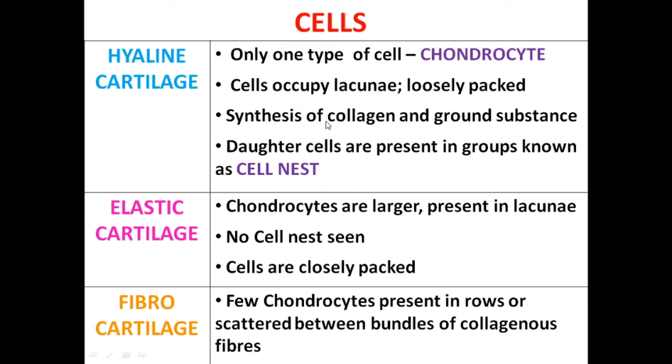In the hyaline cartilage, the cells are scattered, but they are more numerous as compared to fibrocartilage, and the cells are surrounded by a space called the lacunae, and after division the daughter cells remain confined to that space. They are called a cell nest. In the elastic cartilage, the chondrocytes are larger, lacuna is present, but no cell nest is there, whereas in fibrocartilage, cells are scattered.